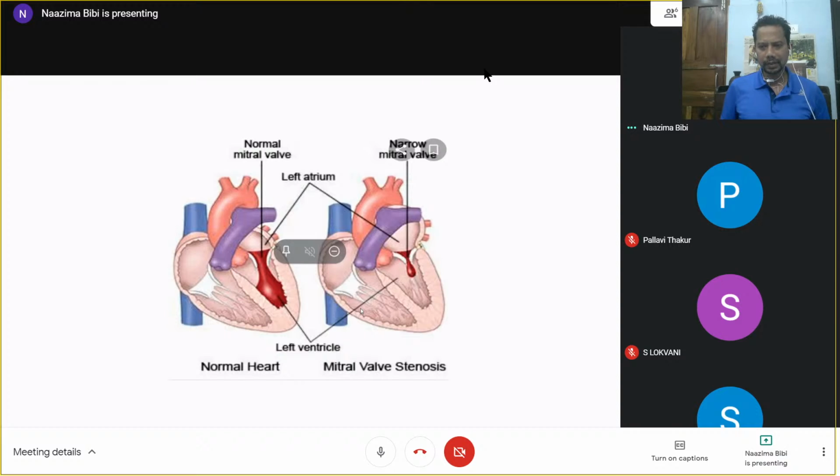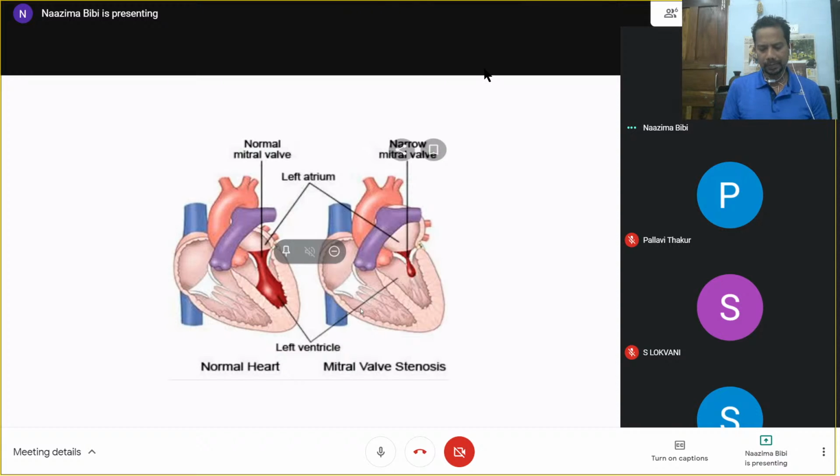One is left atrial myxoma. Then atrial ball valve thrombus. These are all the DDs for mid-diastolic murmur. Okay. So how will you manage this patient?